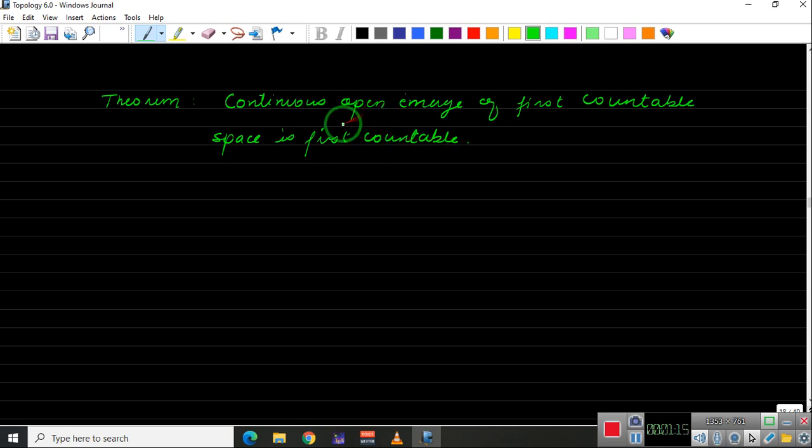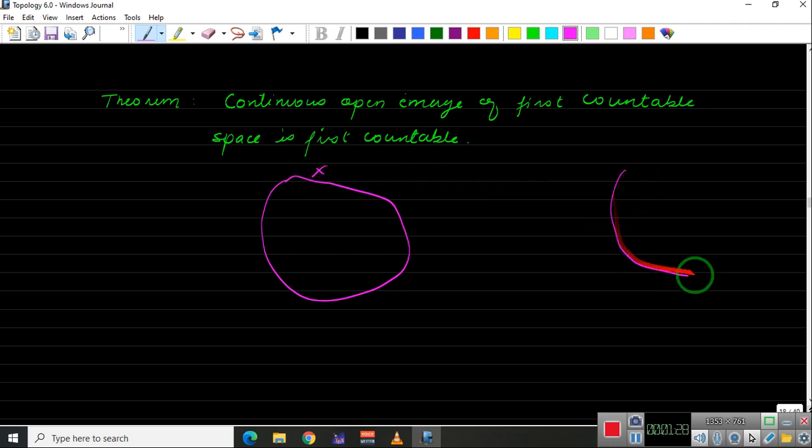That means we have two topological spaces X and Y. Let me just draw the diagram for simplicity. Let us take this to be our first space X, and this side we have another topological space, say Y, and we have a function f from X to Y, which is a continuous function and which is open also. Okay, so let's begin.